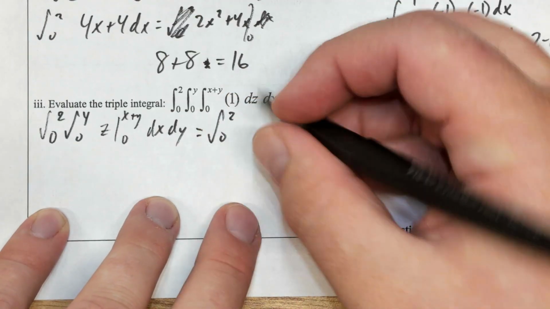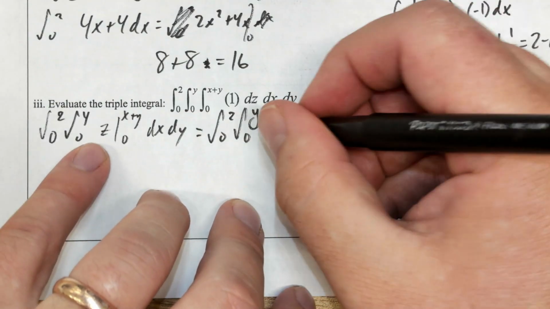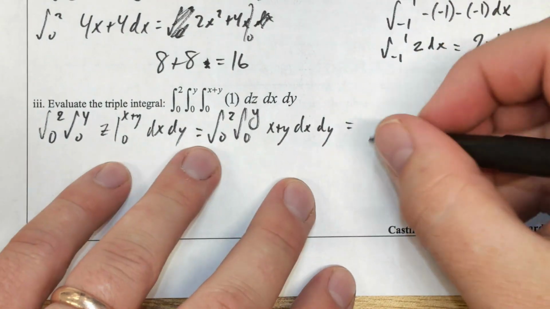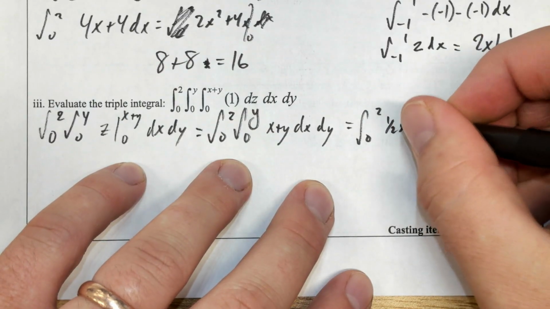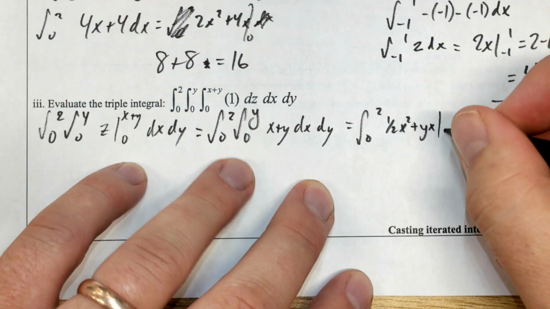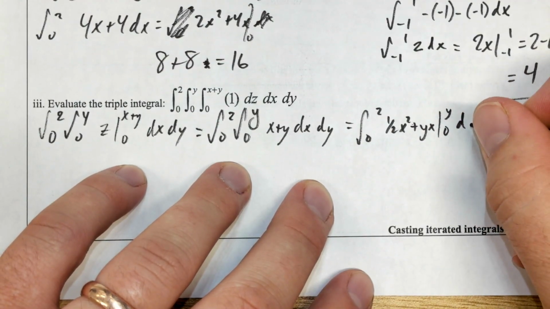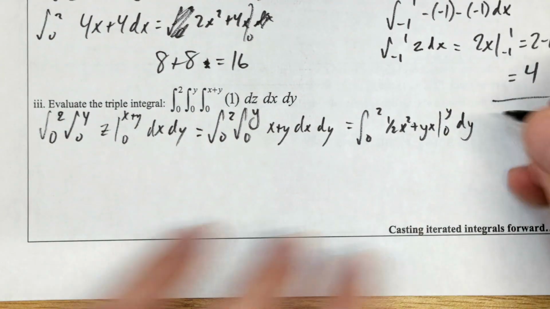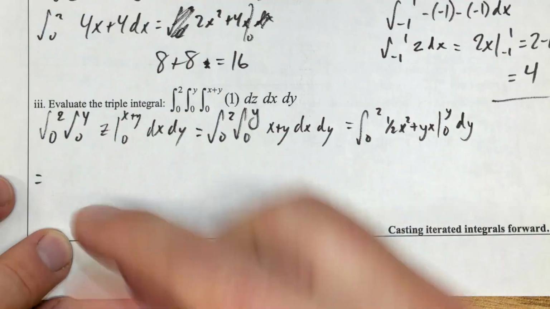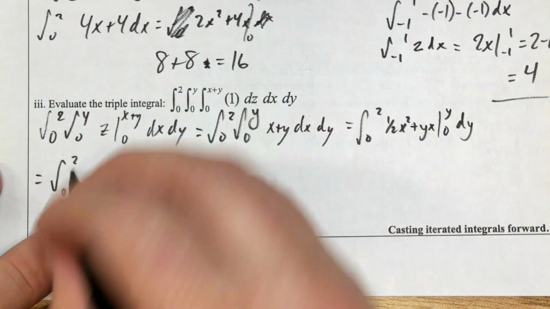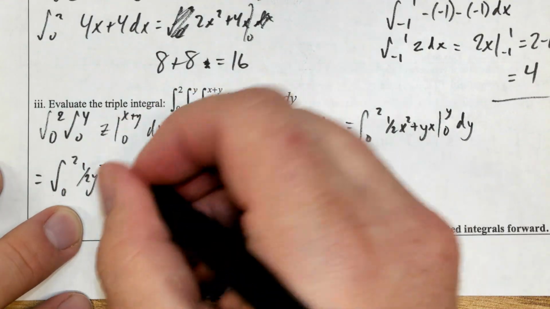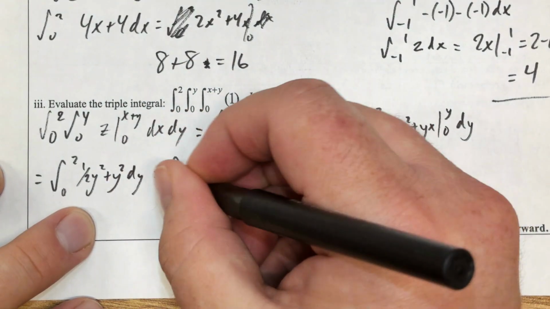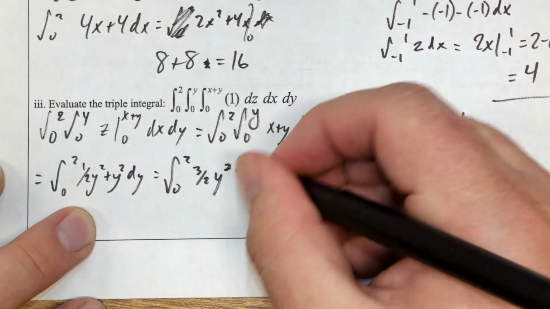Again, not to get too sidetracked, 0 to 2, 0 to y of x plus y, dx, dy. Another antiderivative here lands me at 0 to 2, 1 half x squared plus xy from 0 to y, dy. Again, I have to keep carrying all of this stuff along or I might run into an issue. Again, evaluating this antiderivative here gives me from 0 to 2, 1 half y squared plus y squared minus zeros. So now I have 3 halves y squared dy.